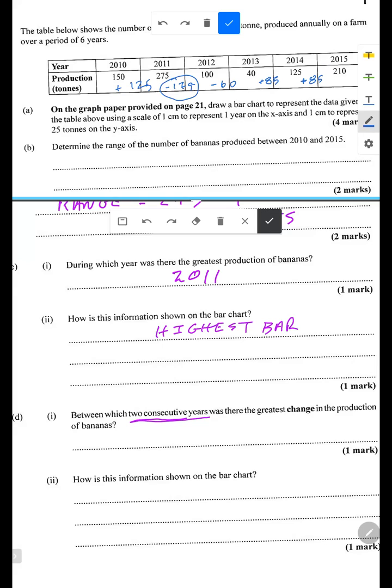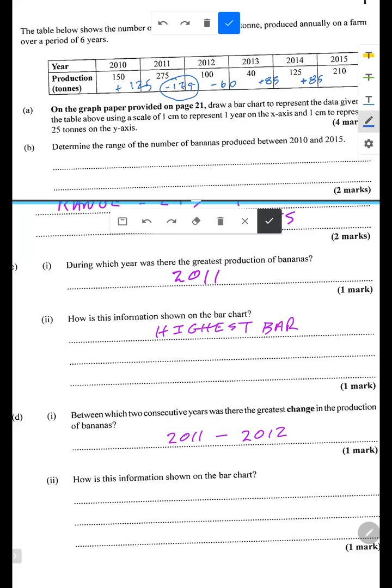That's the biggest difference, you know. It's a change. Remember, I said increase or decrease, and it's a change. So change is whether increase or decrease. So the biggest change is from 2011 to 2012. That's when you have the biggest change. 2011 to 2012, two consecutive years.